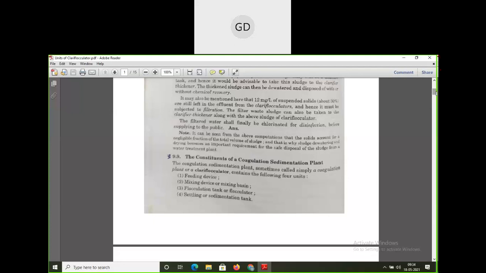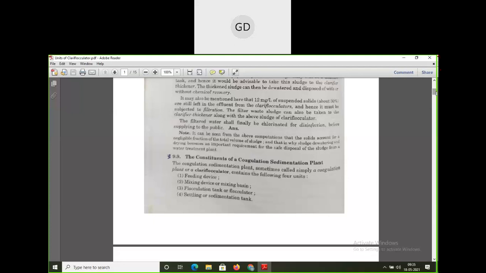So if somebody asks you what a clariflocculator is, you will have to know that they are talking about the coagulation sedimentation plant. This coagulation sedimentation plant has 4 units. Number 1 is your feeding device, number 2 is your mixing device, also known as mixing basin, number 3 is your flocculation tank or flocculator, and number 4 is your settling or sedimentation tank.